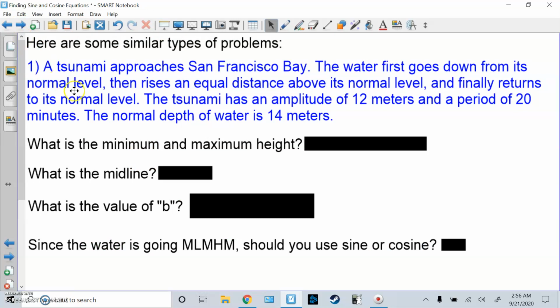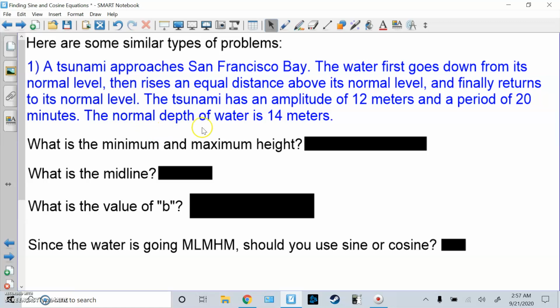Here's a similar type of problem. A tsunami approaches San Francisco Bay. The water first goes down from normal, so it starts at normal, starts at mid. Then it rises an equal amount after it drops. And then it finally returns to normal. So it goes mid, down to low, back to mid, rises above to high, then drops back to mid. The tsunami has an amplitude of 12 meters and a period of 20 minutes.